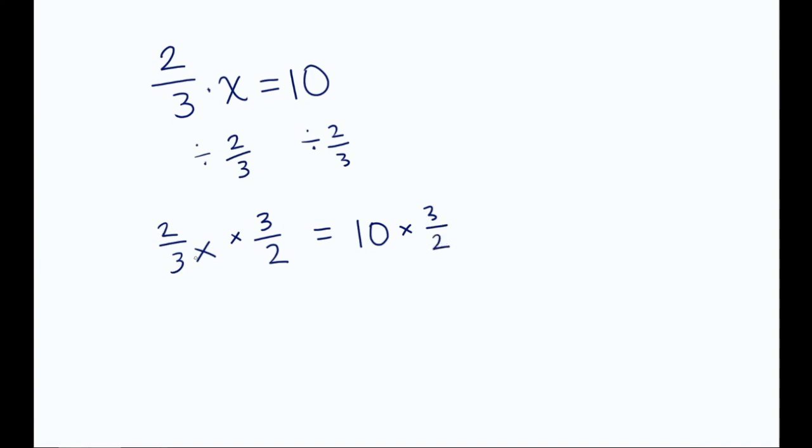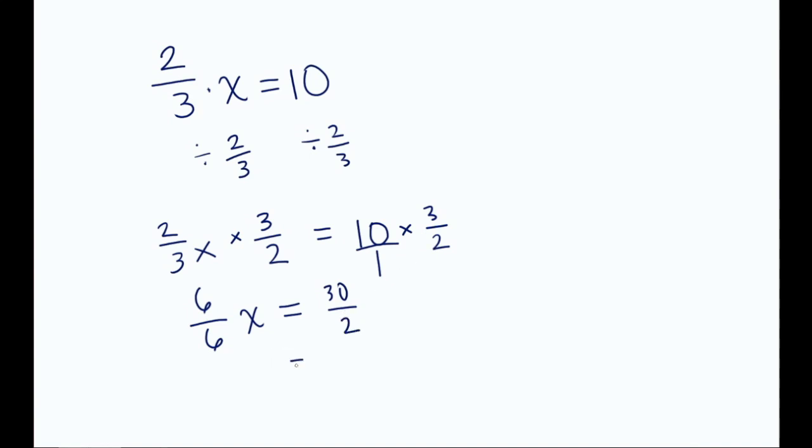So 2/3 times 3/2, oh, this looks a lot like the multiplicative inverse property that we just learned. 2 times 3 is 6, and 3 times 2 is 6, and I still have my x, I can't get rid of it, equals 10 times 3/2. How am I going to do that? I'm going to make my 10 into an improper fraction, so that's going to be 10 times 3 is 30, over 1 times 2 is 2.